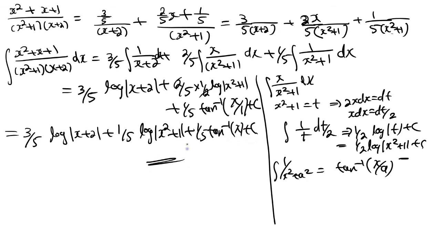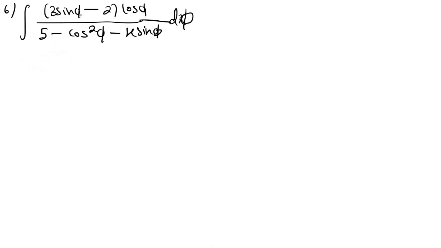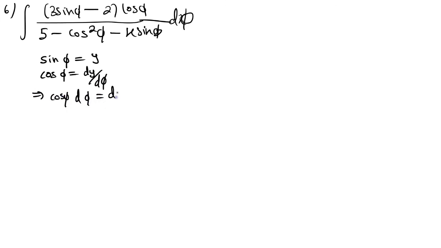See the next question: integration of 3 sin pi minus 2 into cos pi divided by 5 minus cos square pi minus 4 sin pi. Okay, here first you need to apply the substitution method. Substitute sin pi is equal to y. Then differentiating with respect to pi, what is a sin pi? It's equal to cos pi is equal to dy divided by d pi. Okay, differentiation of y with respect to pi is dy by d pi. This implies cos pi into d pi is equal to dy.